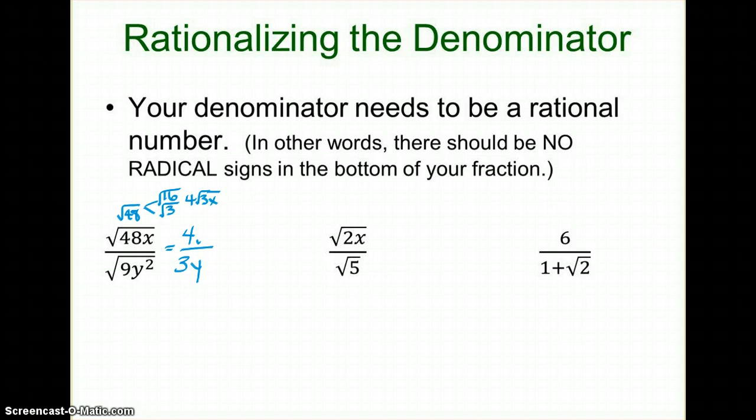So when I'm finished, although I did have to simplify my numerator a little bit here, this is my denominator rationalized. I didn't have to change anything. It just needed to be simplified. Now in the next problem, that doesn't work.